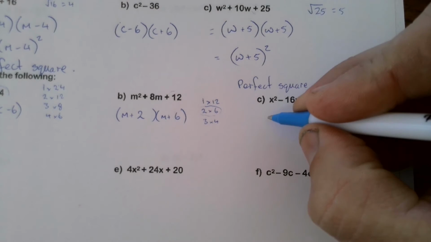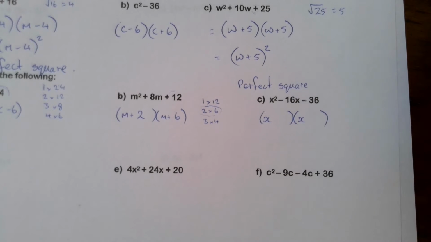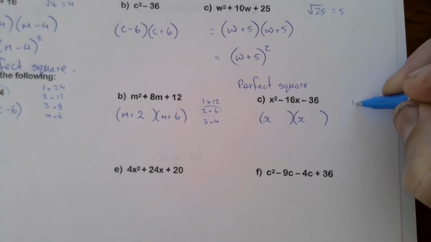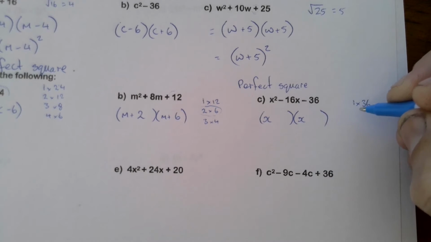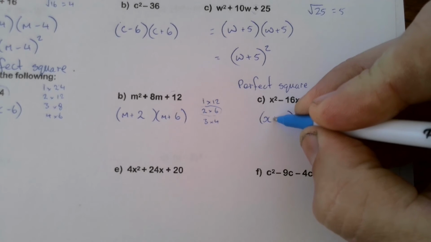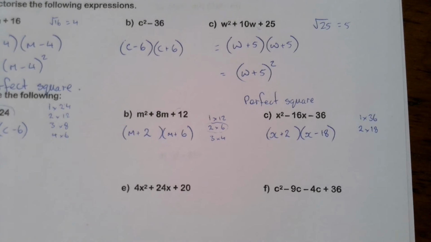3c, skipping through, I know I'm going to end up with x, so I'll write those in. And now I'm looking for factors of 36 that will make 16. So I've got 1 and 36, that clearly won't work. I've got 2 and 18, that'll work. 2 minus 18 would make minus 16, so we'll go 2 minus 18, and it's solved.